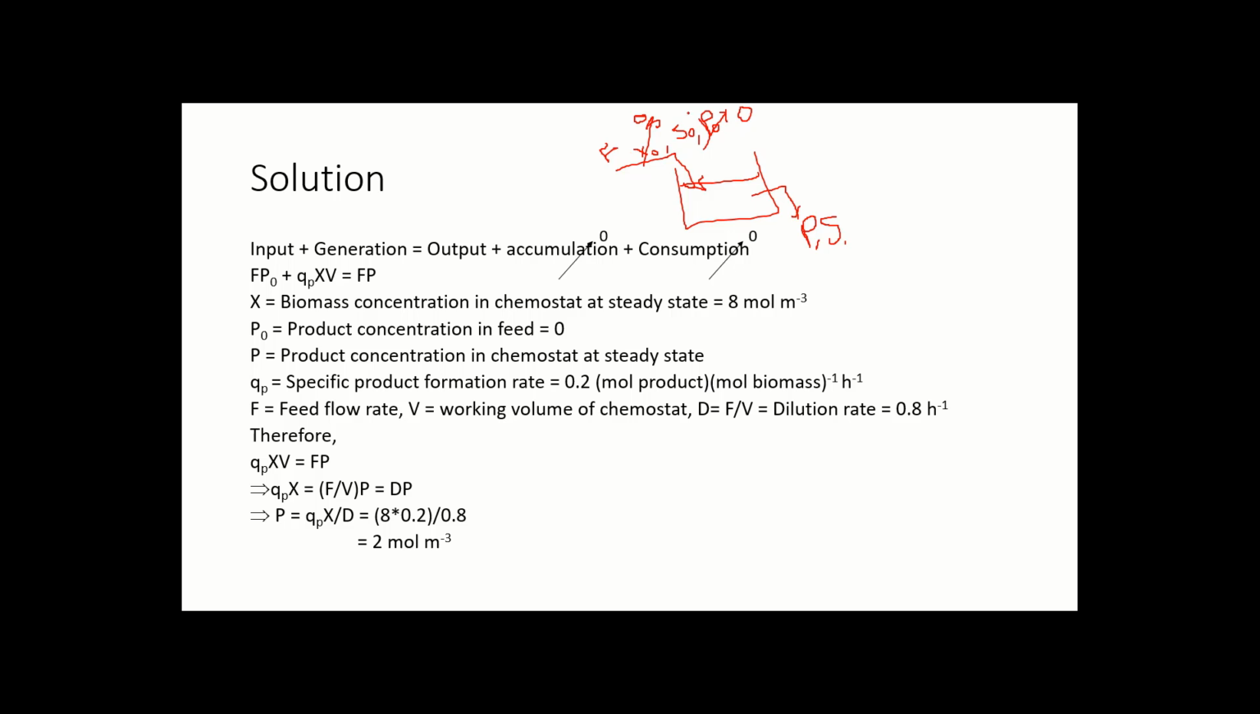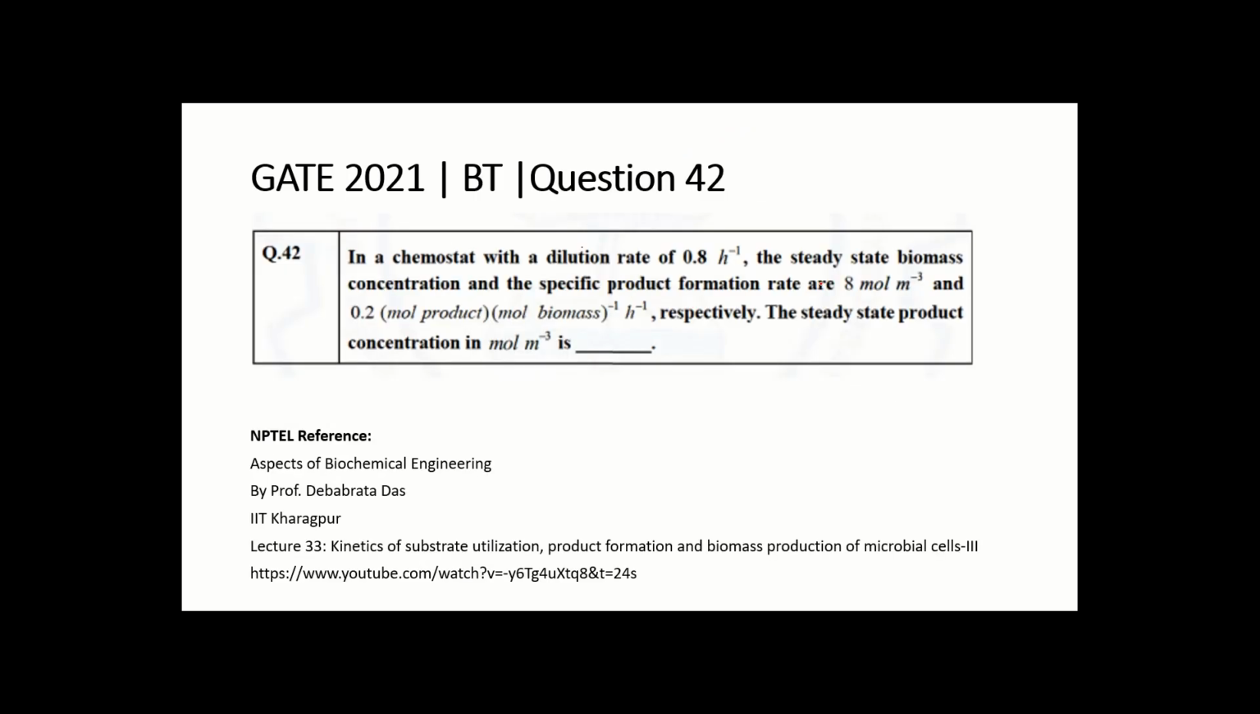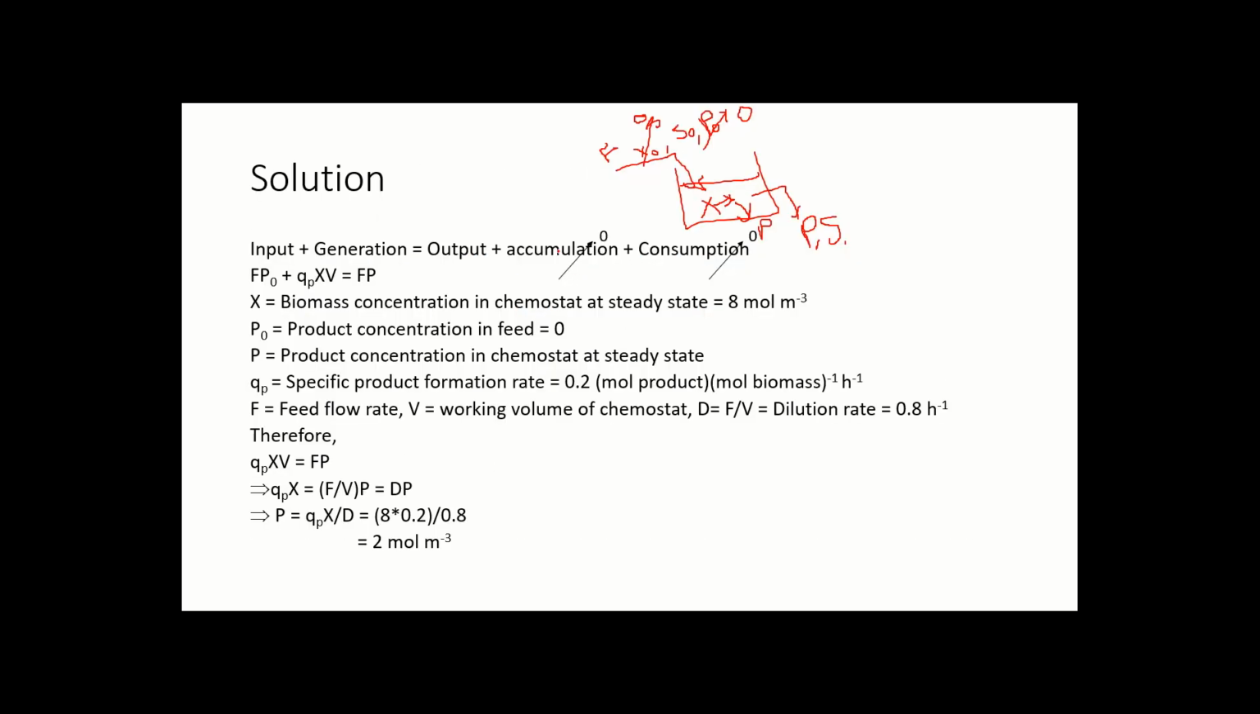You supply the substrate in your feed, and when the substrate comes in contact with the biomass X, the biomass will grow by using this substrate and make product in the chemostat. So product will be produced, it will not be consumed. Product will always be generated, so consumption is also equal to 0. Accumulation is 0 because it is a steady state, where all the conditions are at steady state. So in the steady state accumulation is 0 and consumption is 0.